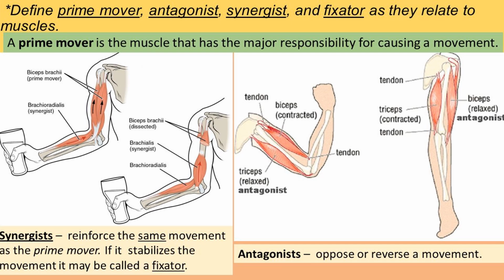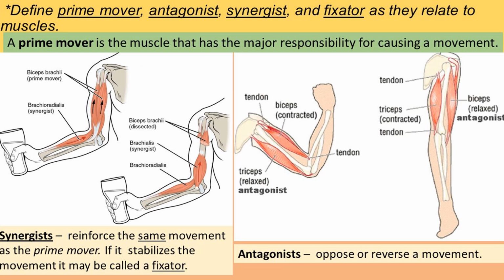So the biceps doesn't flex the elbow on its own. It does it with the brachioradialis. It does it with the brachialis as well. So you have a group of muscles helping in that movement.